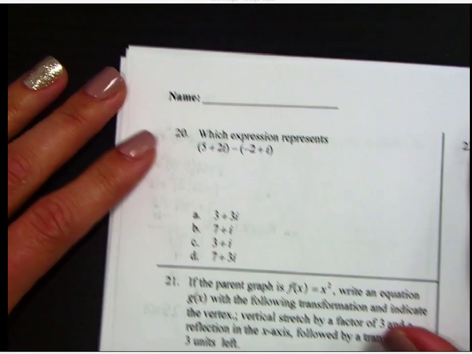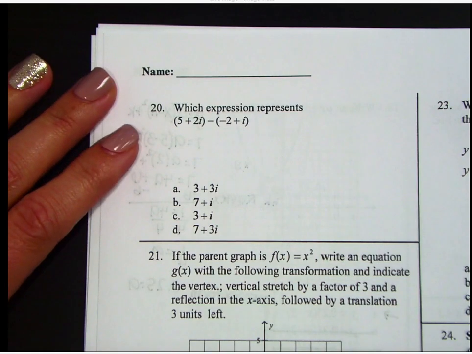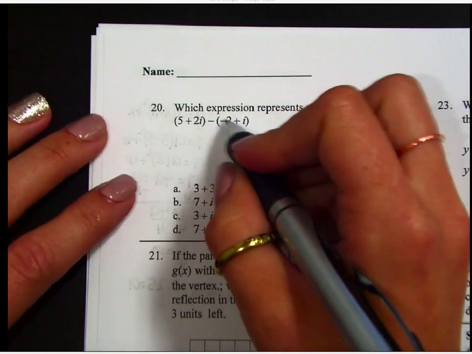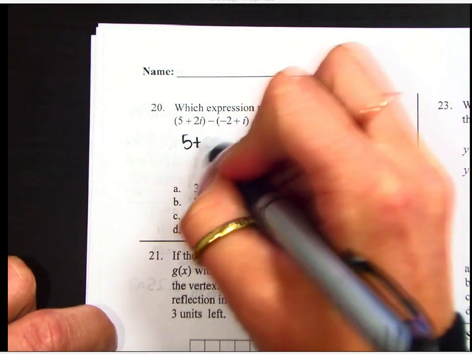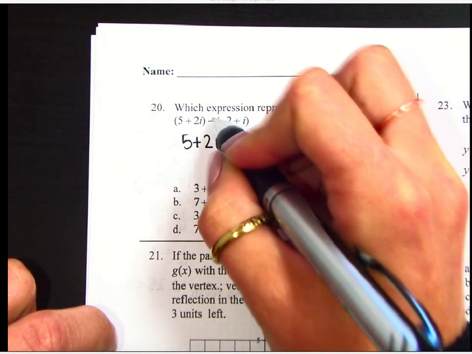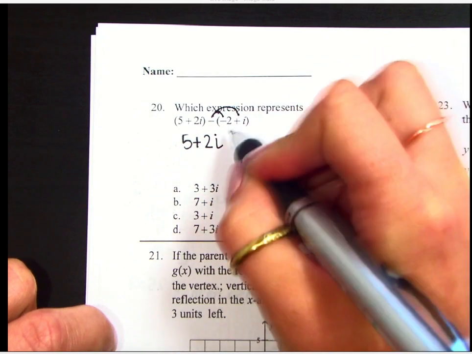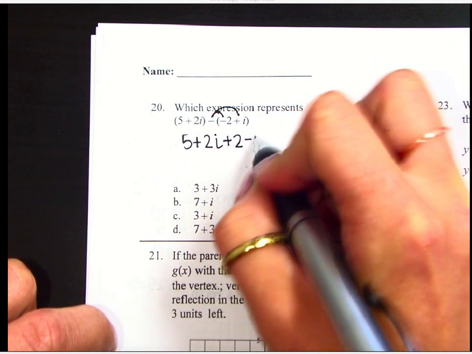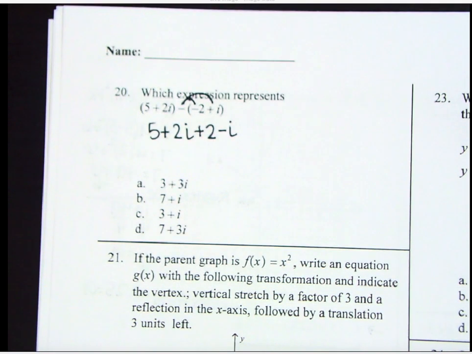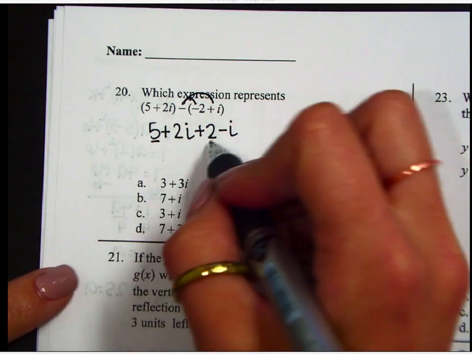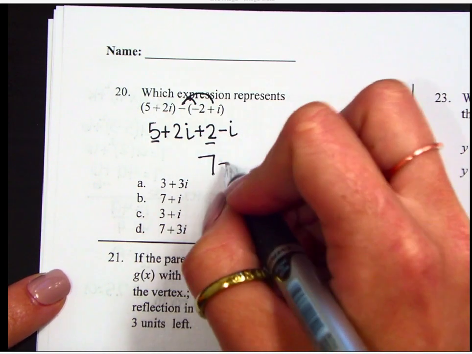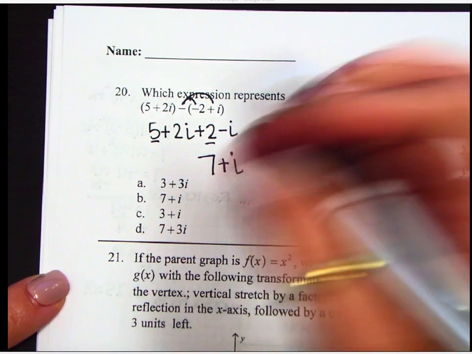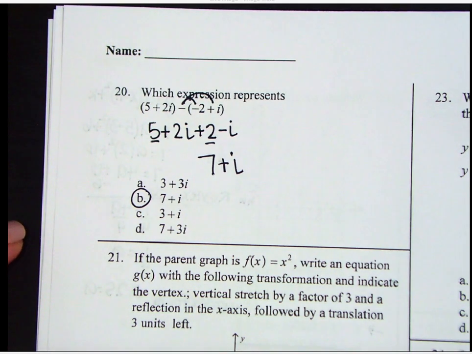Number 20, we're going to look for the expression that represents this. So what happens here is we're subtracting two complex numbers. So the first complex number we're going to leave, but when we're subtracting, think of distributing the negative. So it'll be plus 2 minus i. Okay, so then you combine your real numbers. 5 and 2 gives us 7. And then combine your imaginary. 2i minus i is positive i. So my answer is B, 7 plus i.